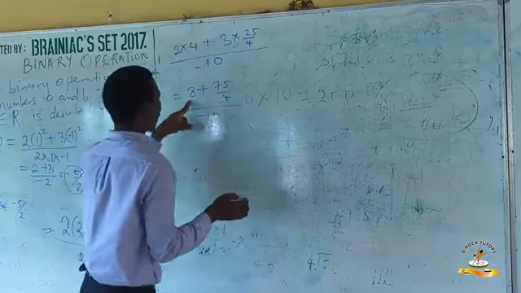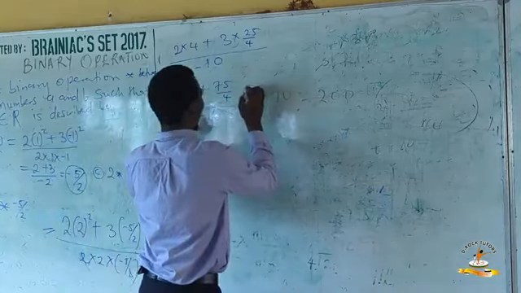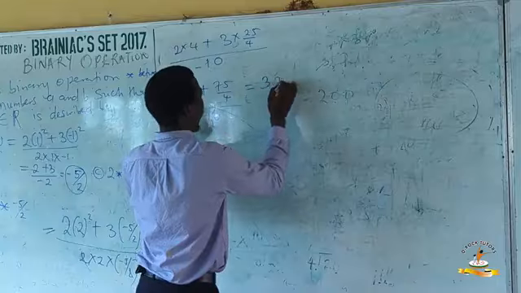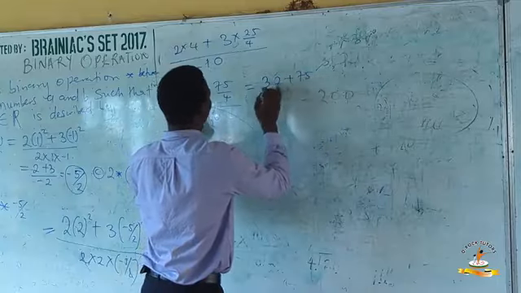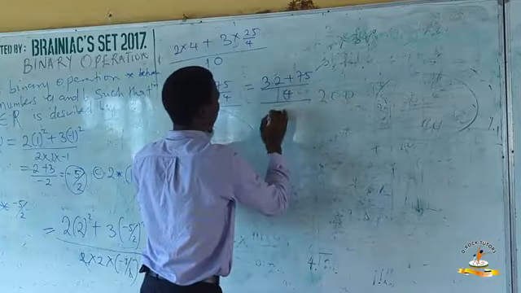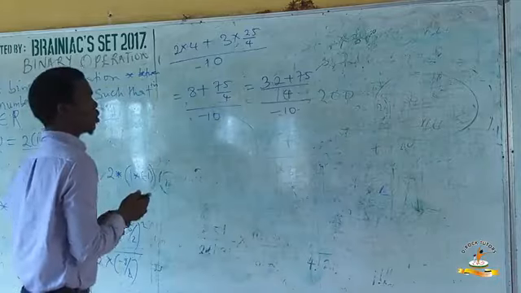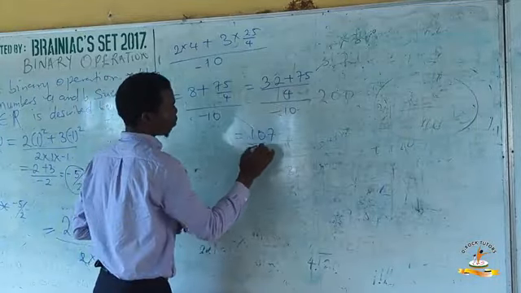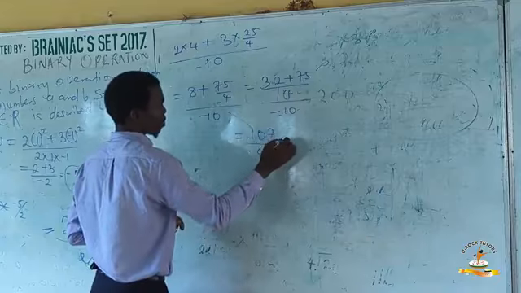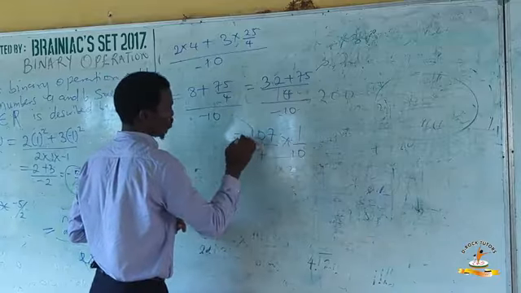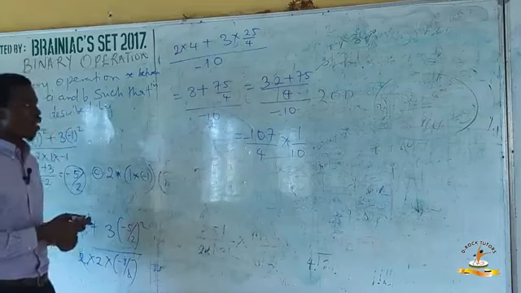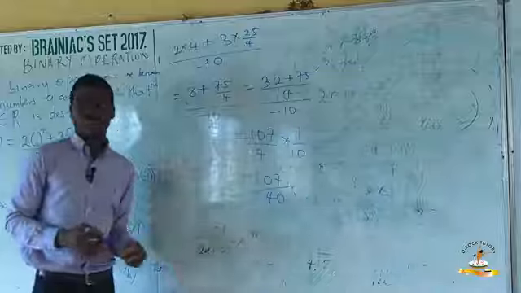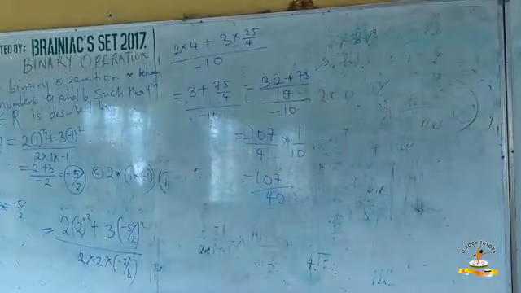4 times 8 is 32, plus 75, all divided by 4, all divided by minus 10. This is going to be 107 all over 4 times 1 over minus 10. Is that fine? And this is going to be minus 107 all over 40. Many of us got that? Thank you. If you got that, kudos.